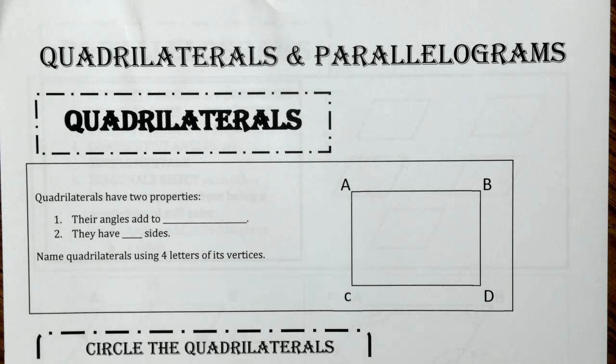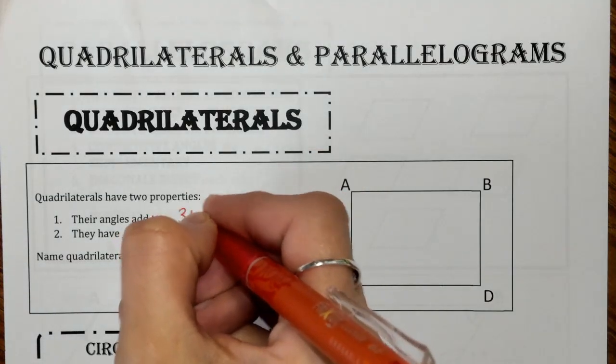All right, this video is going to be over the properties of quadrilaterals and parallelograms and using them to solve some problems. First thing we're going to talk about is these quadrilaterals. Quadrilaterals, there are only two characteristics of these. Their angles are going to add up to 360 degrees.